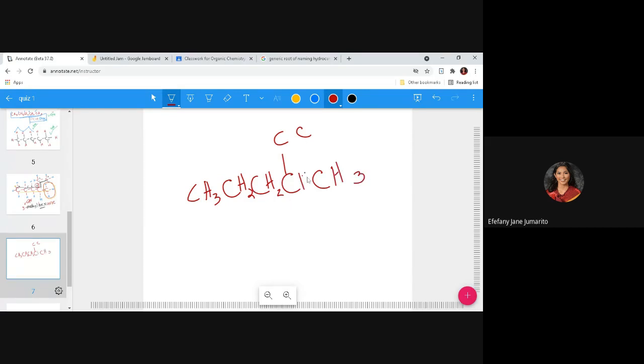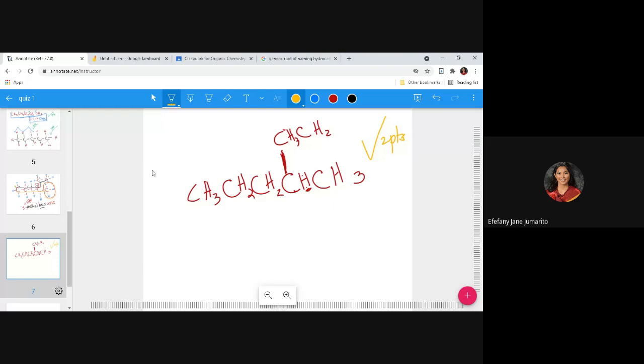This carbon has only one hydrogen attached since it is attached to an ethyl group. Okay, so we have CH3, then CH2. So this is our condensed structure. Correct?